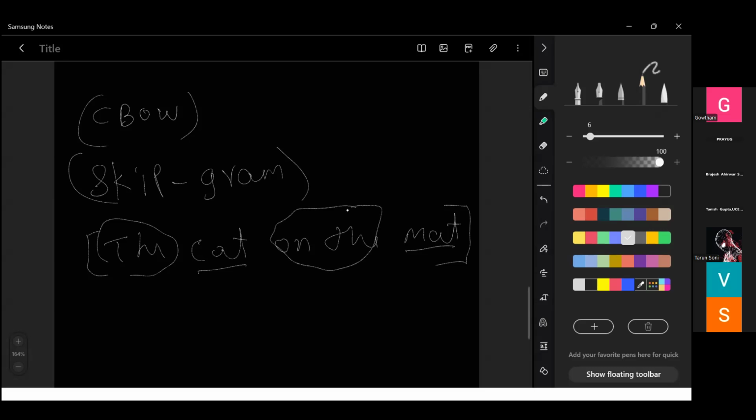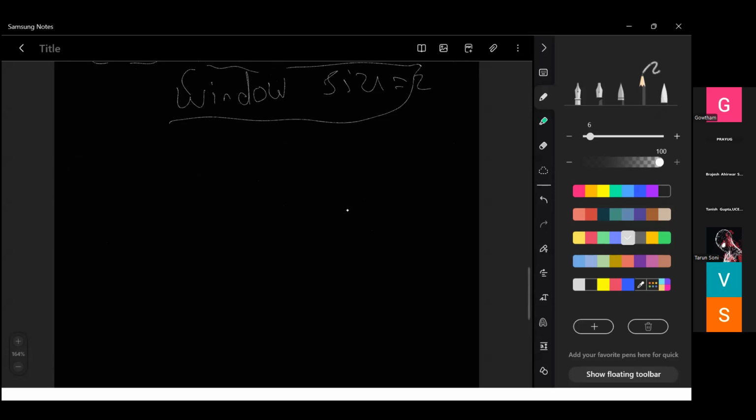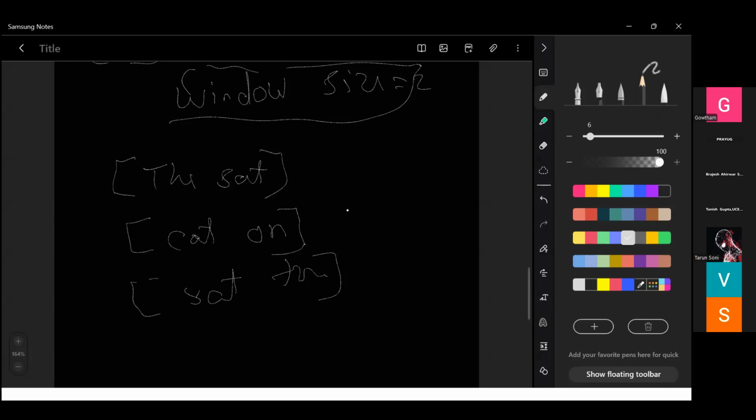So for example, when you set the context, window size is equal to 2. What is meant by the window size? Take the sentence: the cat sat on the mat. Window size 2 means it will divide into pairs like the, and after that sat, and after that it will divide cat and on, and after that it will divide the sat and the. So like this it will divide.